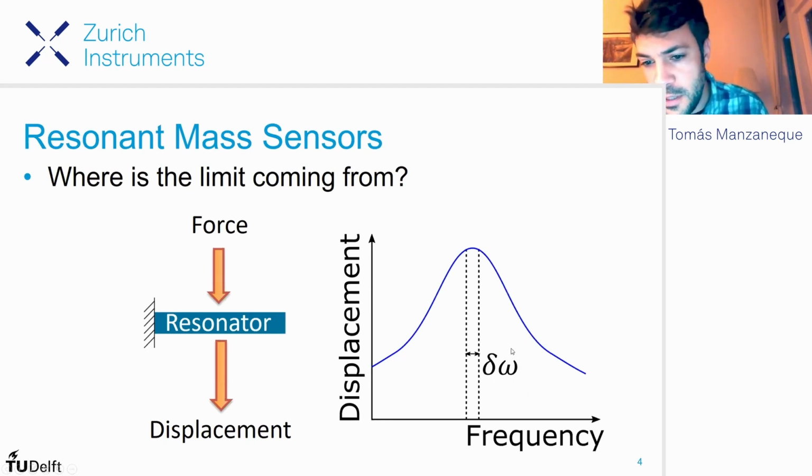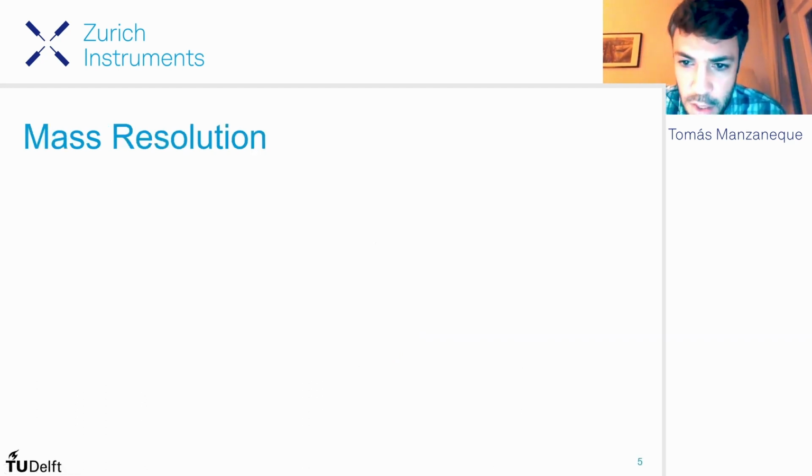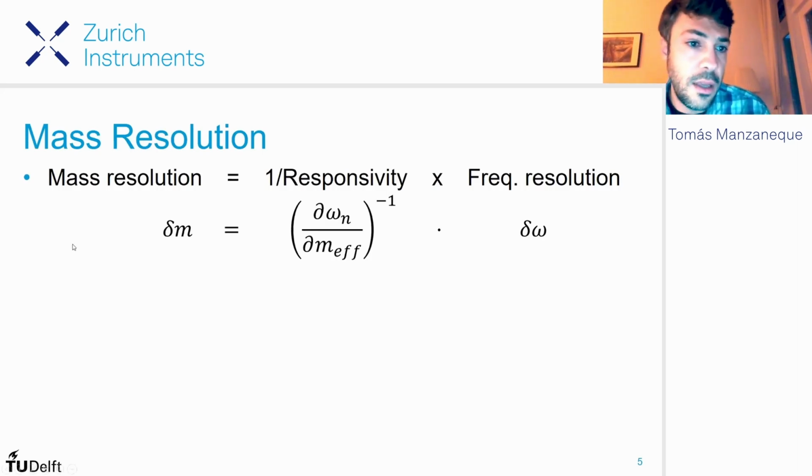And then, of course, this minimal resonance frequency change will determine what is the minimum mass change that we can measure also. So let's see it in a more quantitative way. If we want to obtain that mass resolution, or minimum mass change that we can detect, that we call delta M, we just have to multiply the inverse of the responsivity, which is just the derivative of the resonance frequency with respect to the effective mass of the resonator, by the minimum frequency shift that we can detect, or frequency resolution, that I just described in the previous slide.